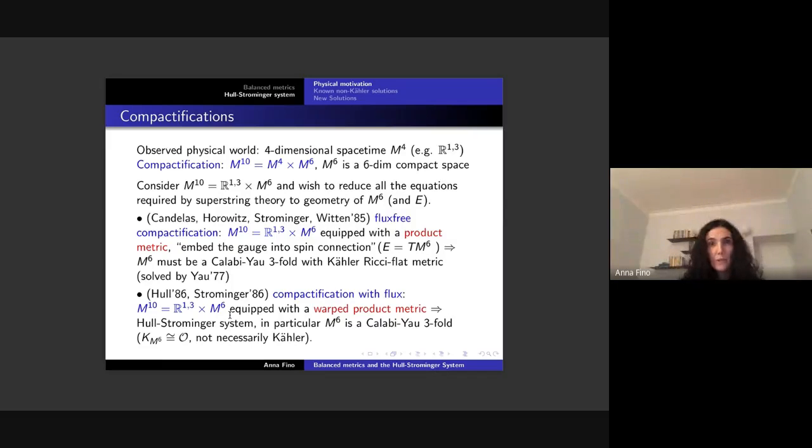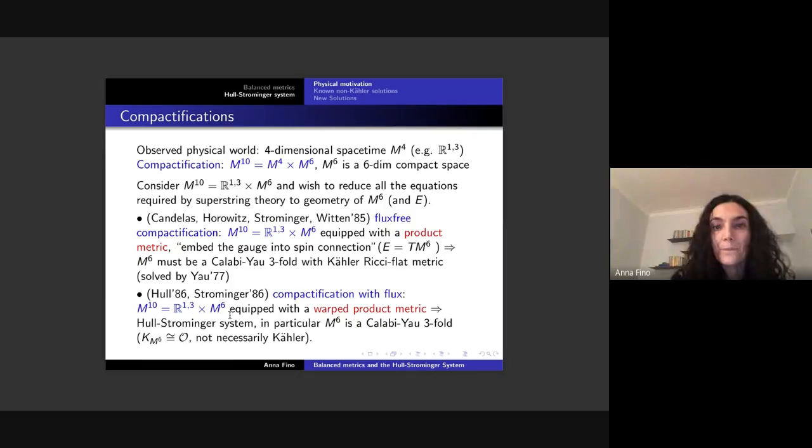When we have a product metric, this is the compactification without flux. The flux is 0, found by Candelas, Horowitz, Strominger, and Witten. And in this case, as I say, we have a product metric. The gauge connection is just the spin connection, and the bundle is the tangent bundle to M6. So in this case, M6 has to be Calabi-Yau 3-fold, with Kähler Ricci-flat metric. And the existence of a solution in this case, so the existence of a Kähler Ricci-flat metric, is exactly Yau's theorem solving the Calabi conjecture.